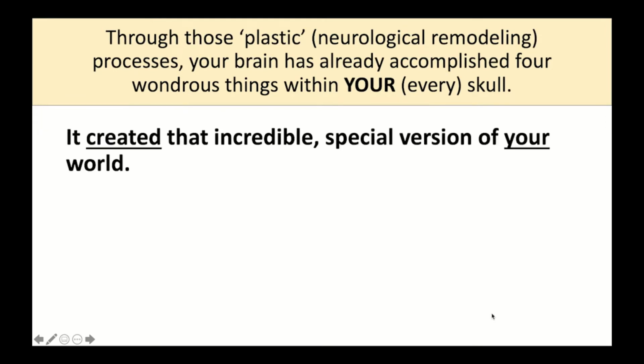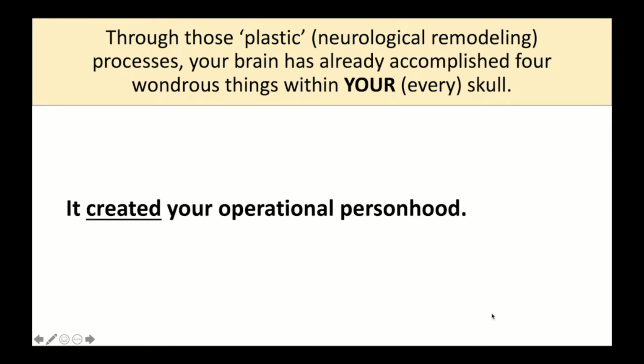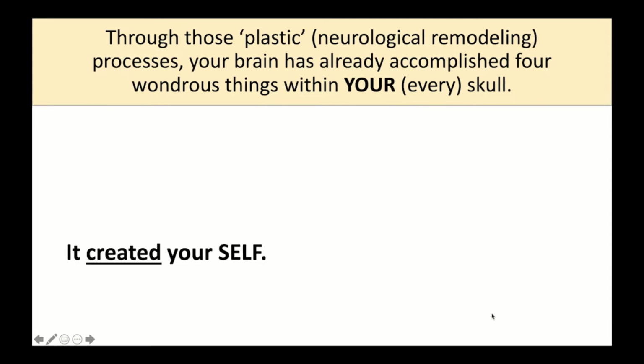Now, through those plastic processes, your brain has already accomplished four really amazing things within your skull, within every skull. It's created that special, incredible version of your world. Everything you understand about that world, everything you know, everything you see and hear and feel in that world has been created as a construct in your brain by brain change. What an amazing thing that is. It created your operational personhood. Every skill you have refined, every ability that expresses what you're capable of, what you can do, all of that has been created by the specialization of your brain, by your brain changing itself by use.